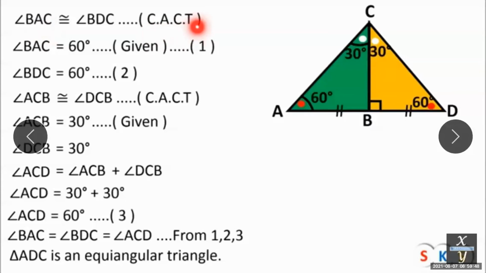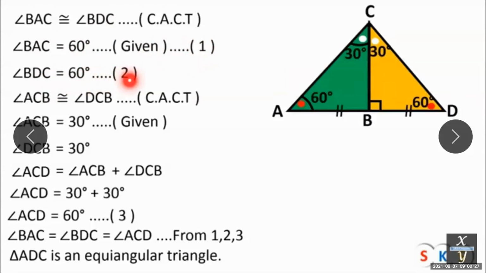Okay. Now for each, the measurement is written over here. As we know, angle A is 60 degrees. That was given. So if angle A is 60 degrees and angle D is congruent, then that will also be 60 degrees. Understood? So A is 60 degrees, therefore angle D will also be 60 degrees. Now mark it as equation 1 and this as equation 2.